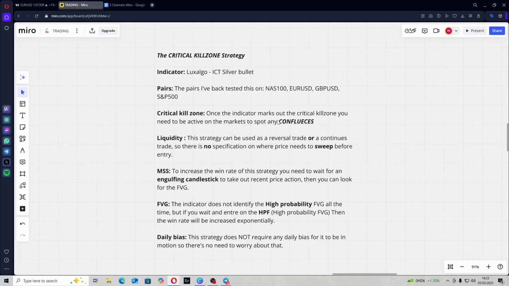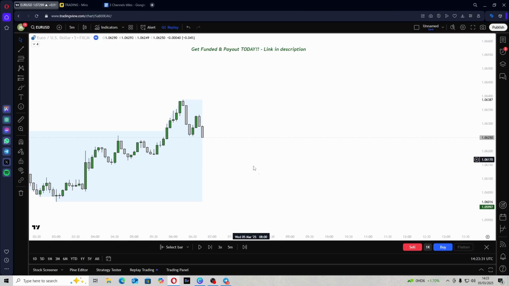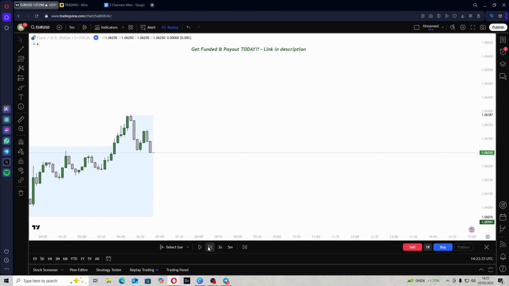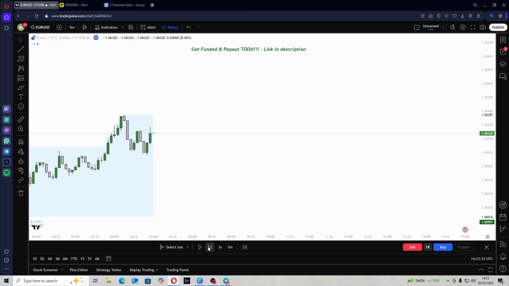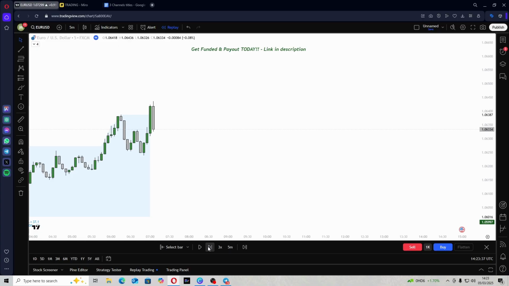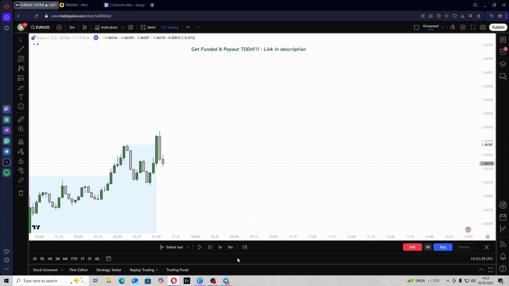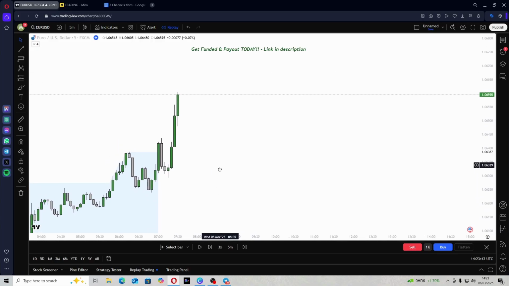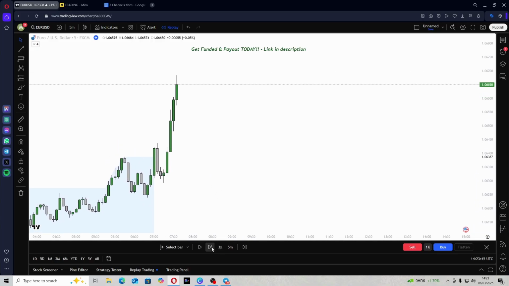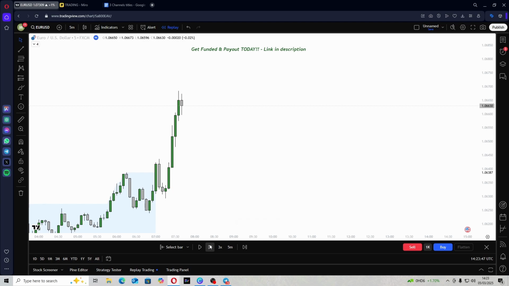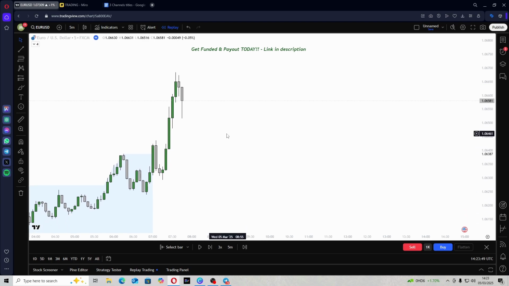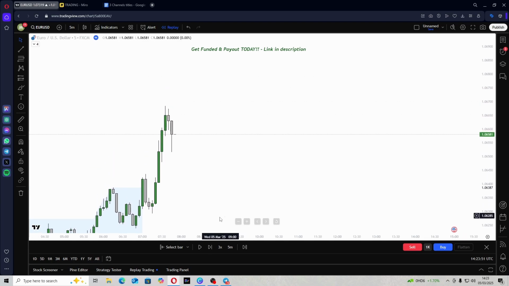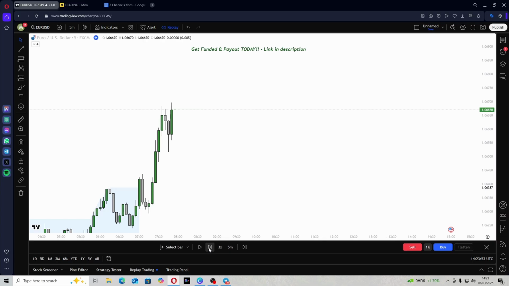Once the indicator marks out the critical kill zone, we need to be active on the markets to spot any confluences, okay? So I'm going to play price forward. This indicator will mark out the time from 8 a.m. until 9 a.m., and this is where the time will be absolutely dominating the market. So you can see from here, it is right there. It's going to automatically put a line for us. So keep playing price forward more and more.